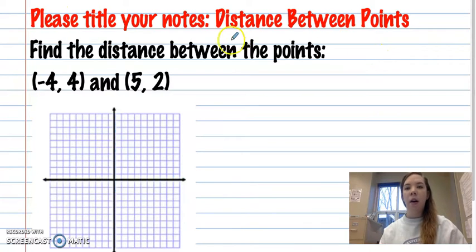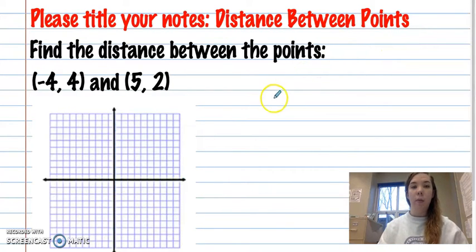Today we're going to be talking about how to find the distance between 2 points. And we're going to use the Pythagorean theorem to do this. So that's why we're talking about it with all of our right triangles. So it says find the distance between the points.